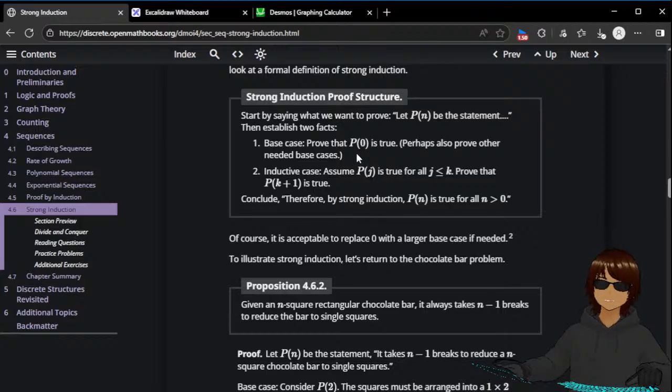Base case: prove that P0 is true. Inductive case: assume Pj is true for all j less than or equal to k. Prove that Pk plus 1 is true.